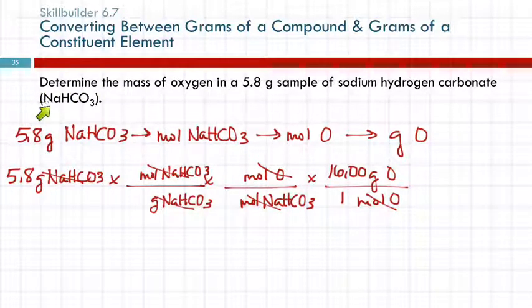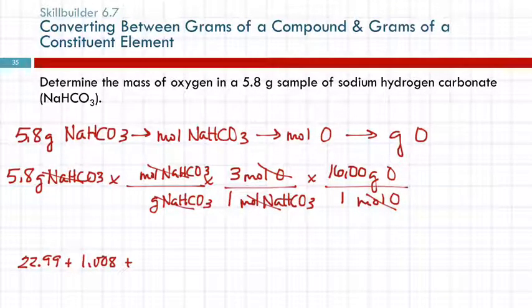I look at the formula, there's 1 sodium, 1 hydrogen, 1 carbon, 3 oxygens in one formula. So there's 3 moles of oxygen per 1 mole of the whole compound. 3 moles of oxygen to 1 mole of the compound. And then I do have to calculate the molar mass of sodium hydrogen carbonate. So sodium and hydrogen and carbon and 3 oxygens.